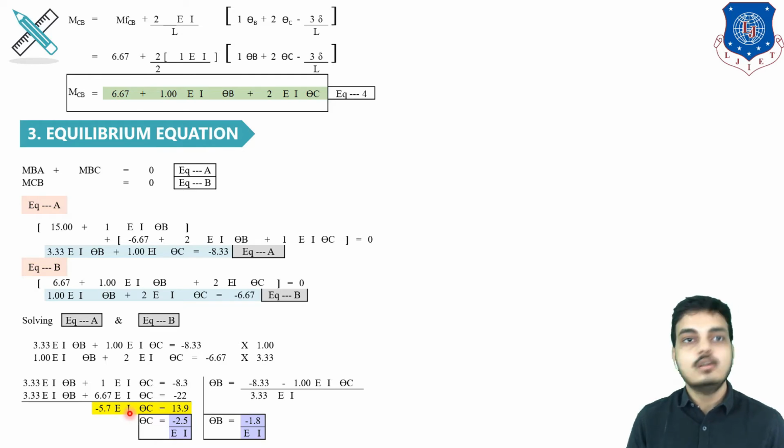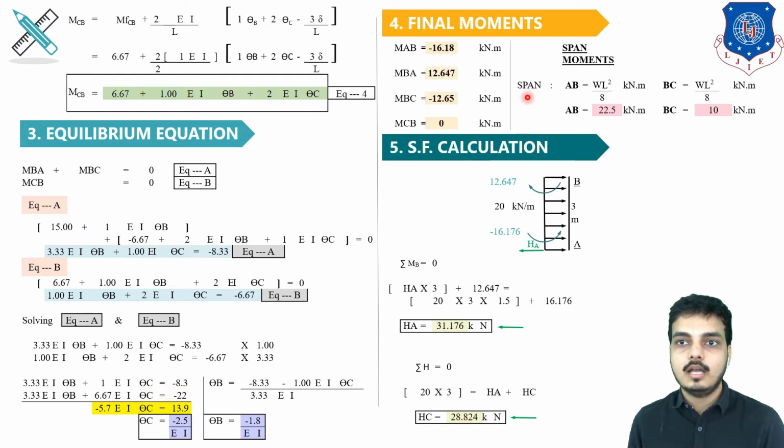Till here we are following the same process which we did in our beam sums. So now the changes will be ahead. For the final moments, we keep this theta C and theta B in equations 1, 2, 3, 4. So we'll get these final moments.